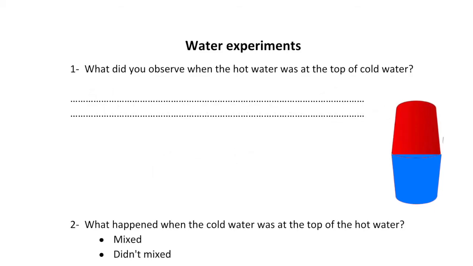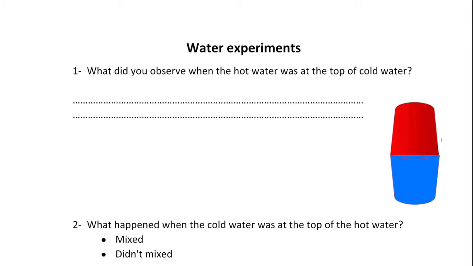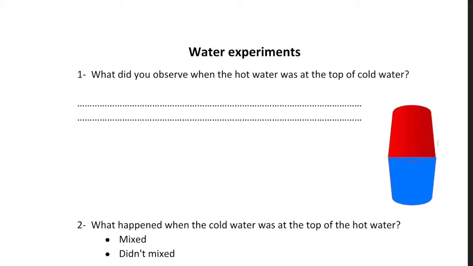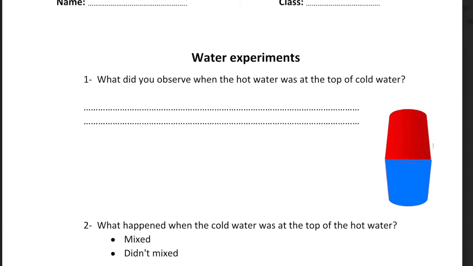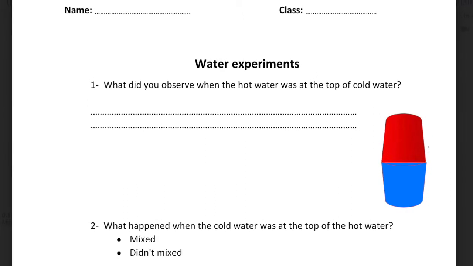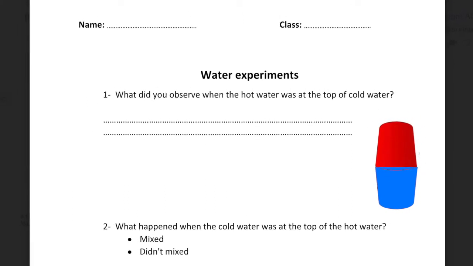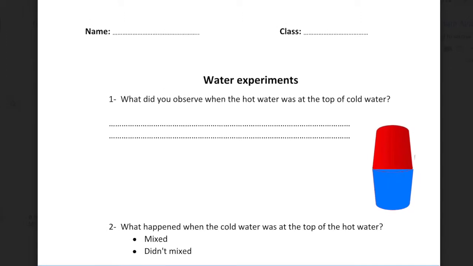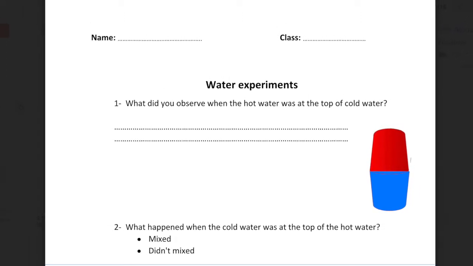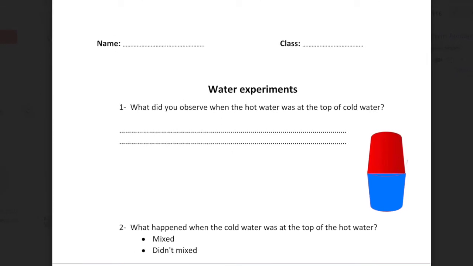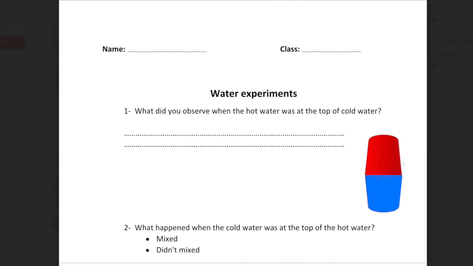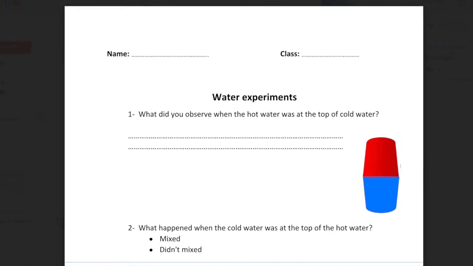To evaluate the students, the teachers should give a worksheet to students based on their understanding of the lesson. In these questions, students will write what they had observed during the experiments in their own words. The first question is, what did you observe when the hot water was at the top of cold water? The second question is, what happened when the cold water was at the top of the hot water?